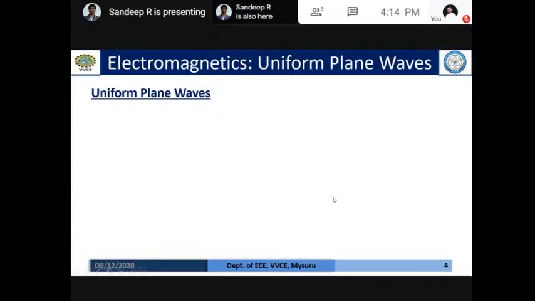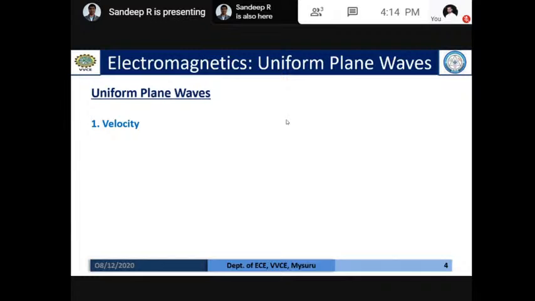Next, we have to talk about uniform plane waves. This is one of the important topics on which questions will be asked in the GATE exam. A uniform plane wave is an EM wave in which electric fields and magnetic fields are mutually perpendicular to each other and also to the direction of propagation. Here you have to concentrate on the wave equation and the different parameters related to the wave.